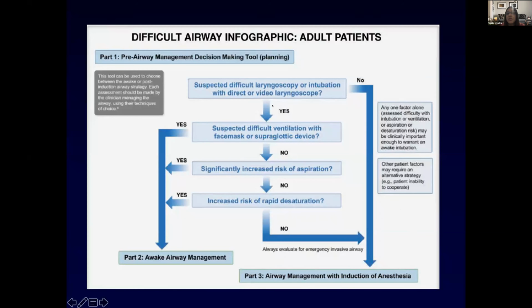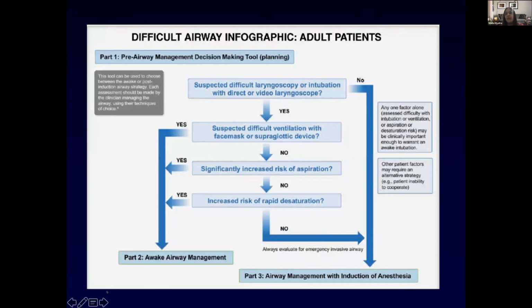But if you have less expertise, you don't have your airway equipment, you don't have your supraglottic airway device, perhaps you should consider doing this awake. So what I'm trying to tell you is this decision tree is actually flexible depending upon your expertise, what the setting is, what type of patient you have, and what equipment you have in your operating room. And I find this a very, very useful part of the ASA guidelines.